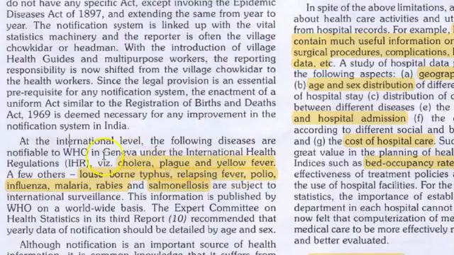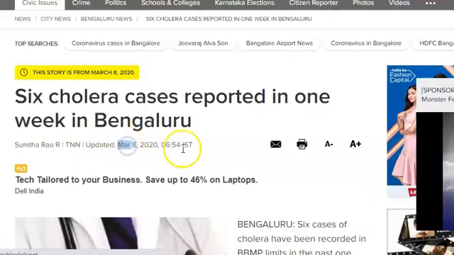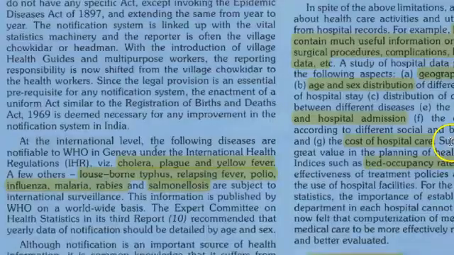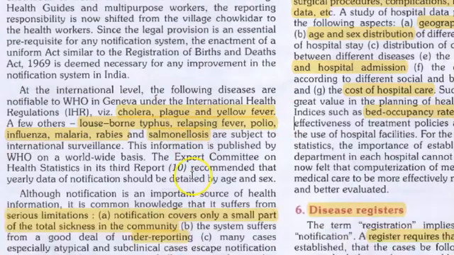Was cholera there in Bangalore just 4 months ago? I thought cholera was there. Wait. See, this was March 2020. 6 cases of cholera reported in 1 week in Bangalore. So yeah, it is not that uncommon. Plague, yellow fever, and a lot of other things. Okay, just remember cholera, plague, yellow fever, that much you remember. A lot of other things are there.